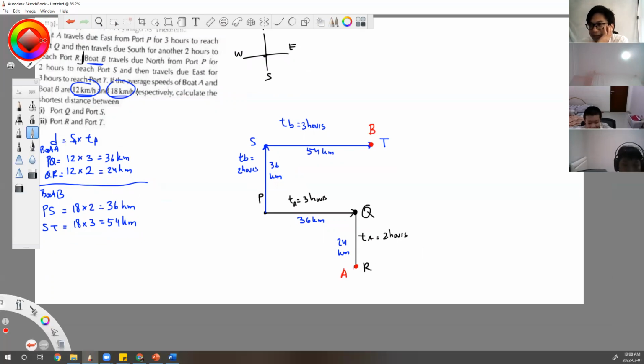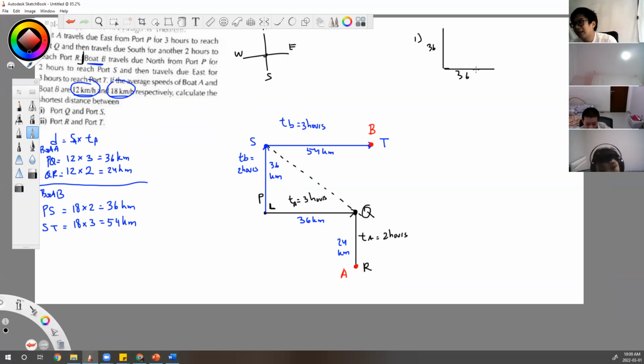Okay. The question is calculate the shortest distance between Q and S. Q and S. Okay, piece of cake. So we know that the right angle triangle is here. Redraw for part 1. I think redraw is better. This is 36, and this will be 36. Oh, the same. Okay, it's an isosceles triangle. And this is SQ, right? So how do you calculate SQ?